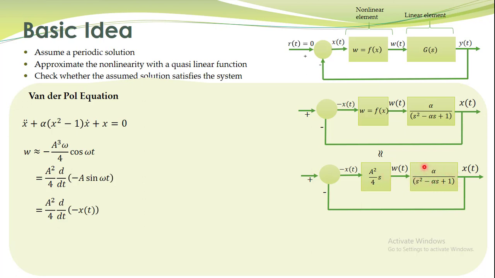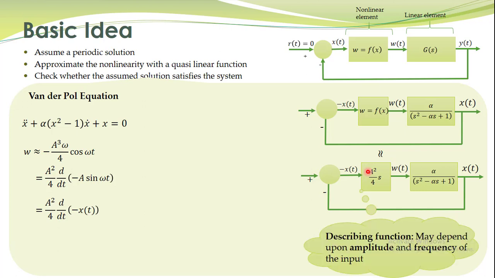Here, if you have this transfer function, the amplitude of the input does not appear over here, right? This transfer function is independent of the input. However, this function depends upon the input as well, the amplitude of the input. Here the input x of t was equal to a sine omega t. So it depends upon the amplitude of the input. Therefore, this is not linear, this is quasi-linear, something similar to linear but not actually linear.